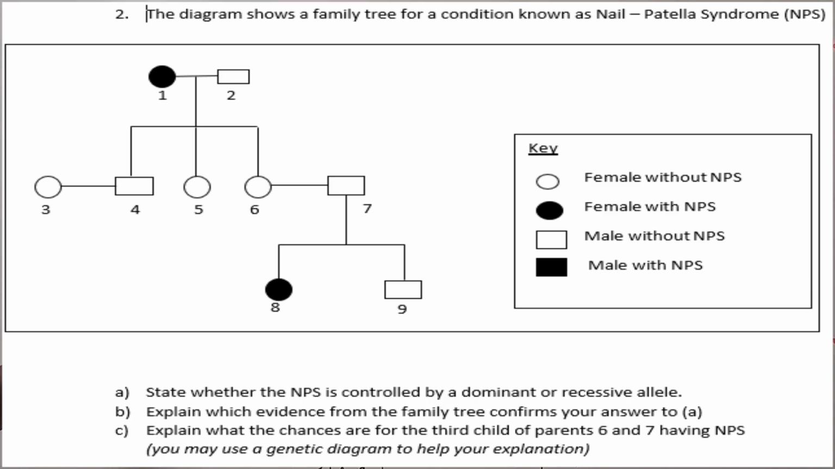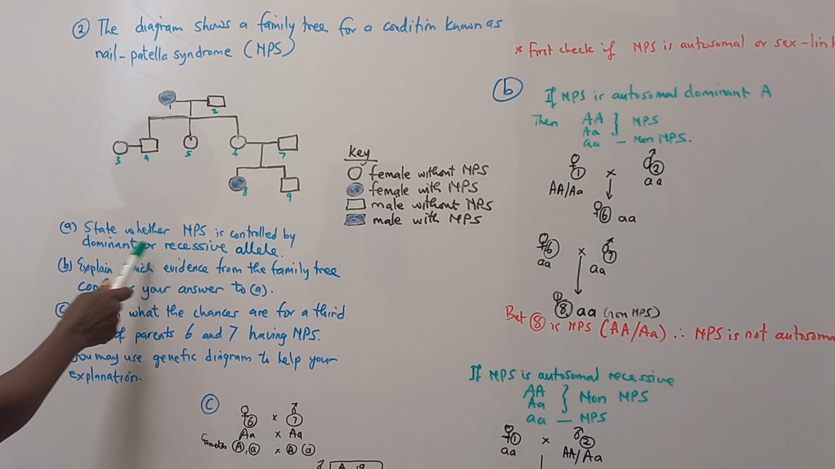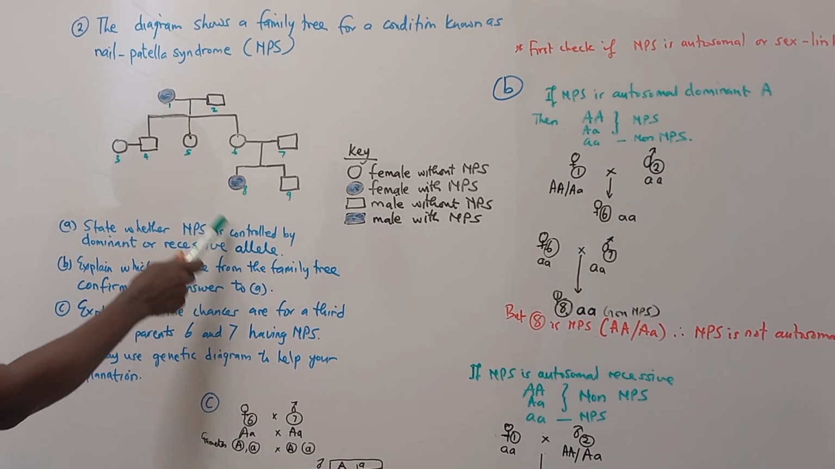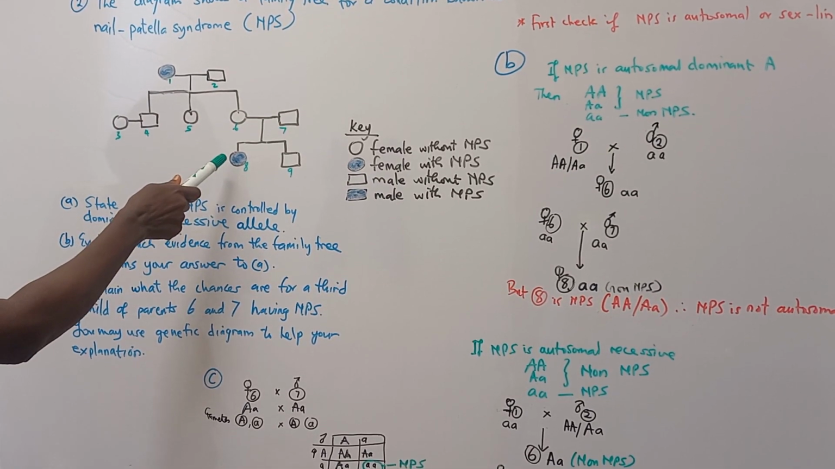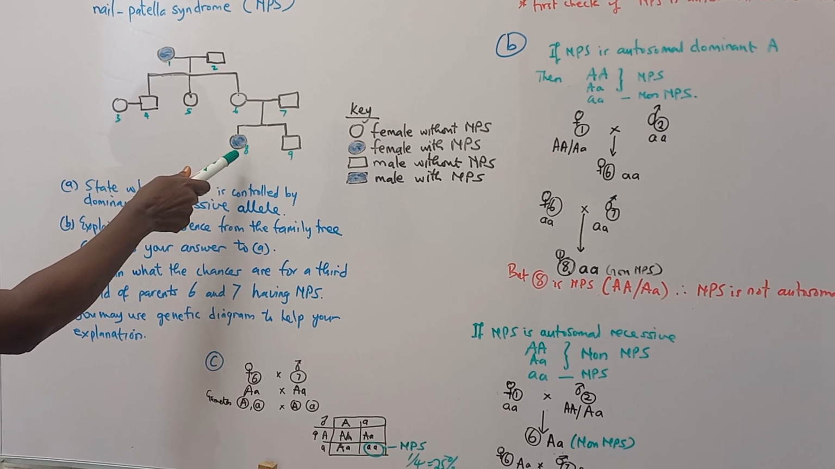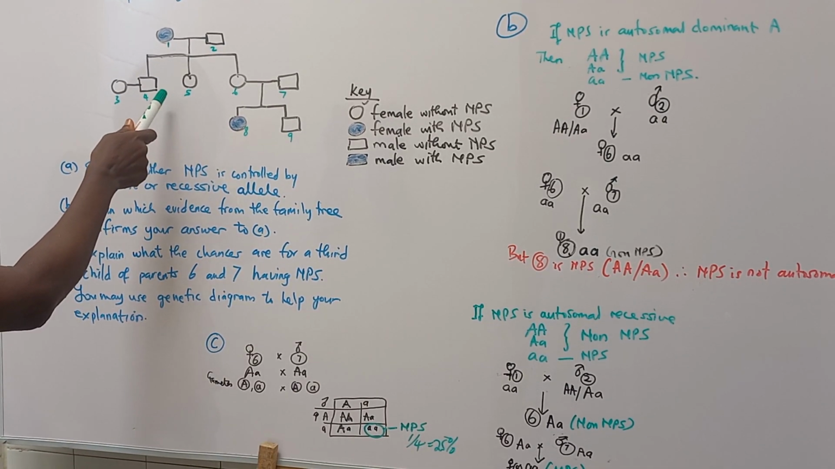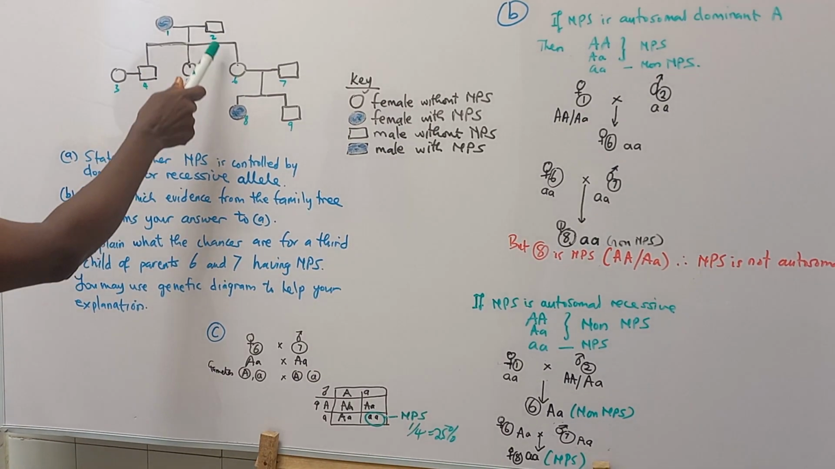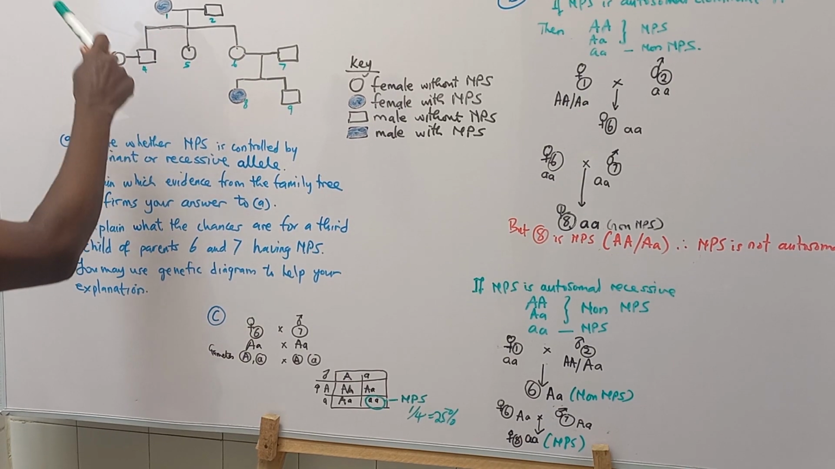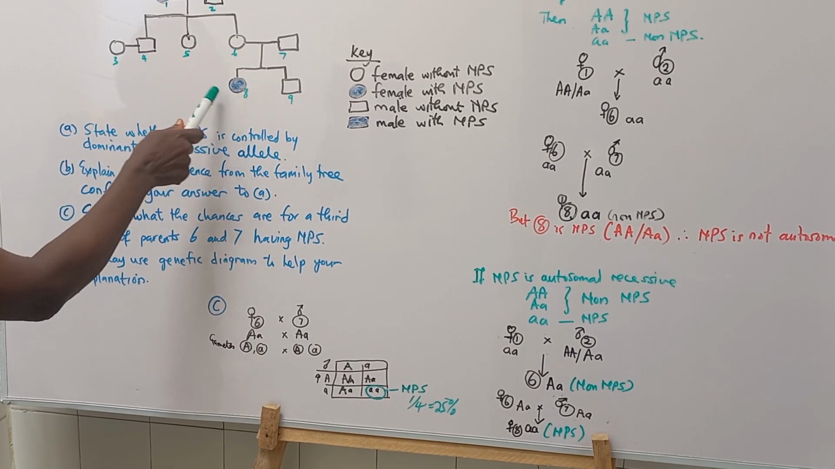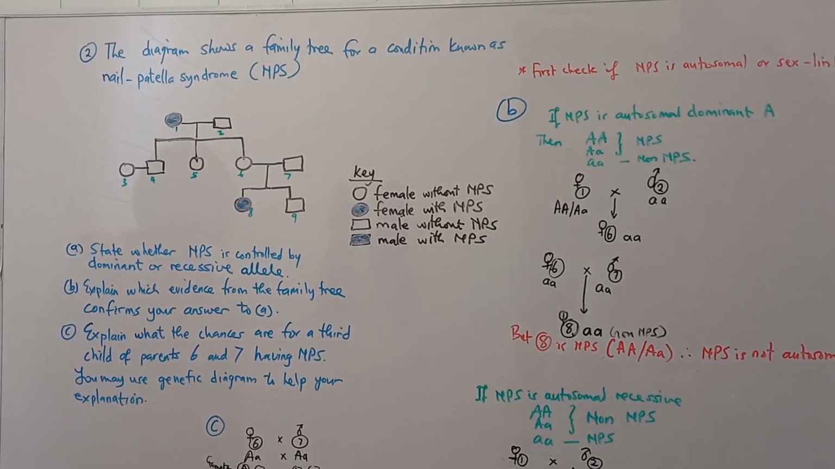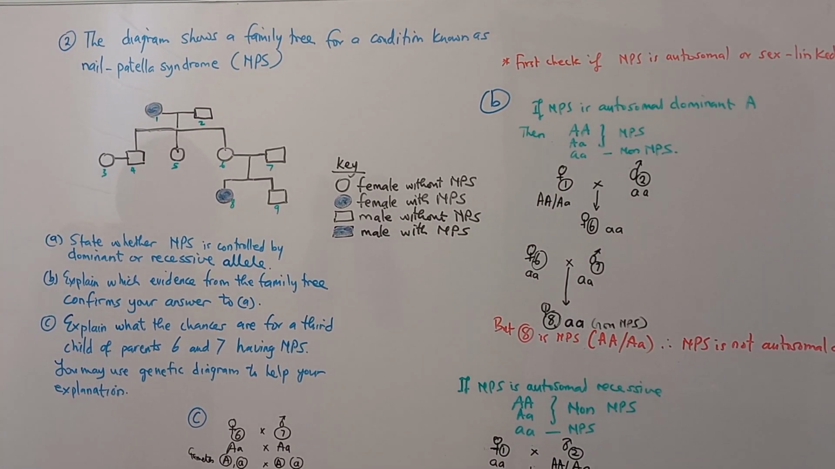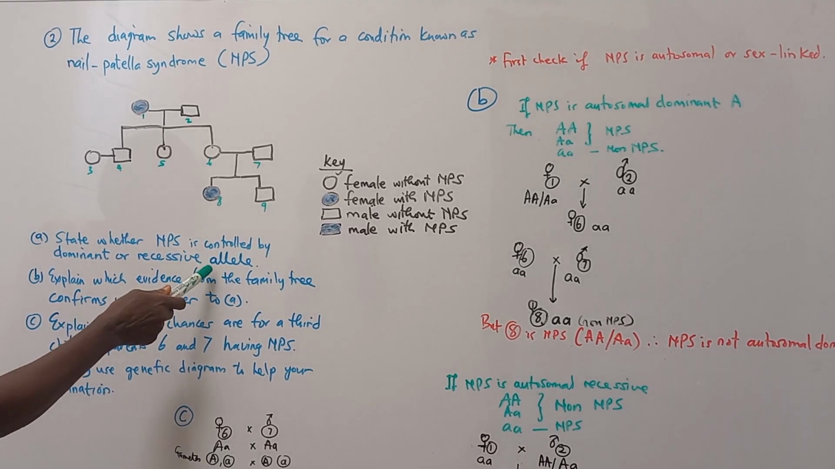To state whether NPS is controlled by a dominant or recessive allele, first look at the family tree and work out, is it sex-linked or autosomal? As we have already explained, sex-linked affects a lot of males, as we said in our first question. So this is not a sex-linked allele or gene we are dealing with. It's autosomal. Now, if it's autosomal, is it dominant or recessive?